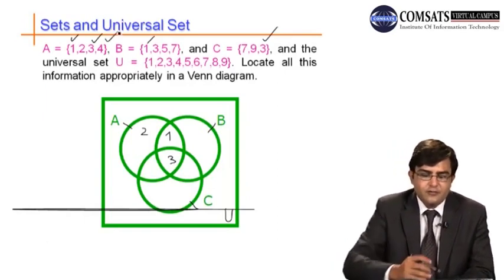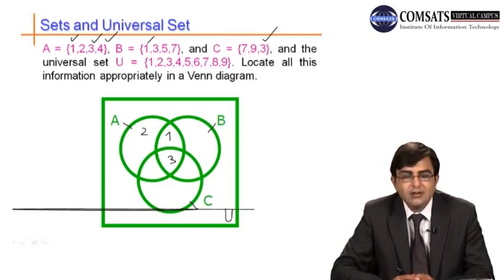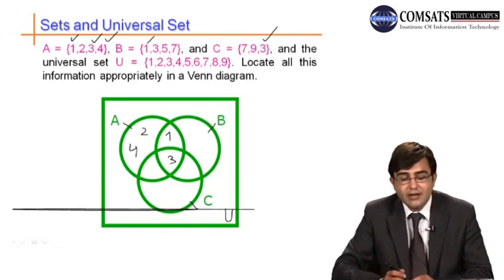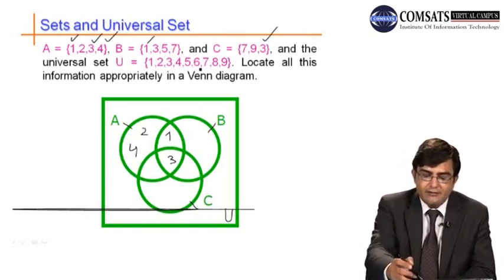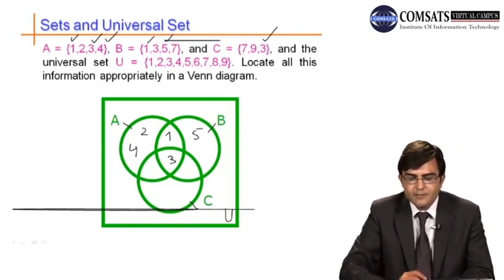Next we have 4. 4 is in A, not in B and C. So 4 is only in A, so we write 4 here. Next we have 5. 5 is only in B, so 5 will come here.